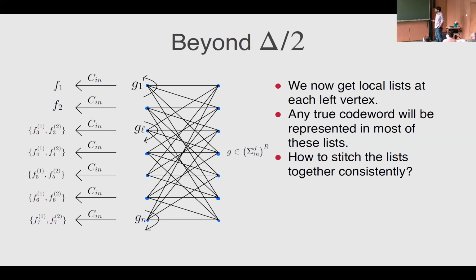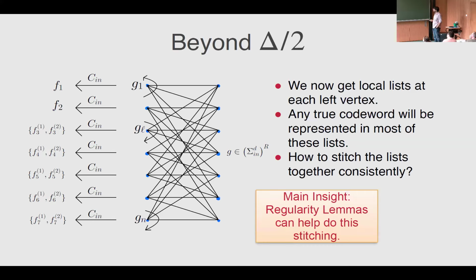This by itself can still be pretty expensive because for each of these n coordinates, in the worst case, I might have 2 choices. And we need to do something better than just doing a brute force search, which would be exponential time. Okay, so the main insight is that regularity lemmas can help us do this stitching of these assignments consistently.